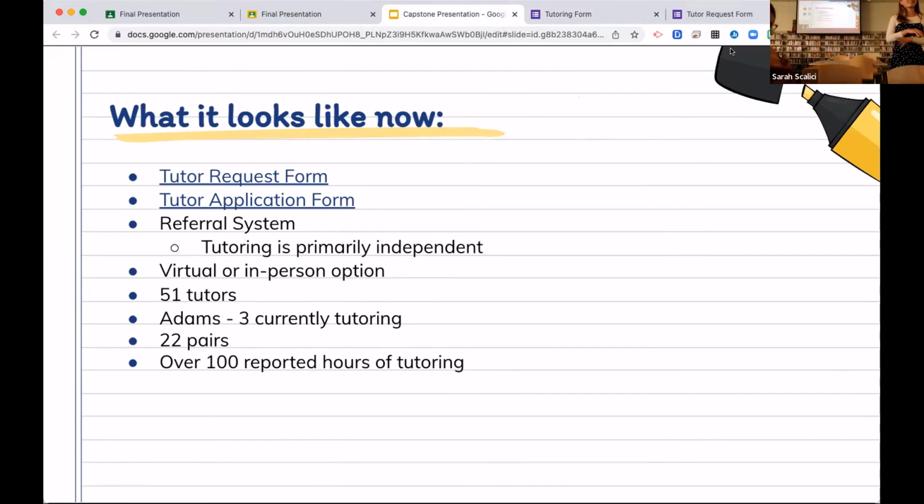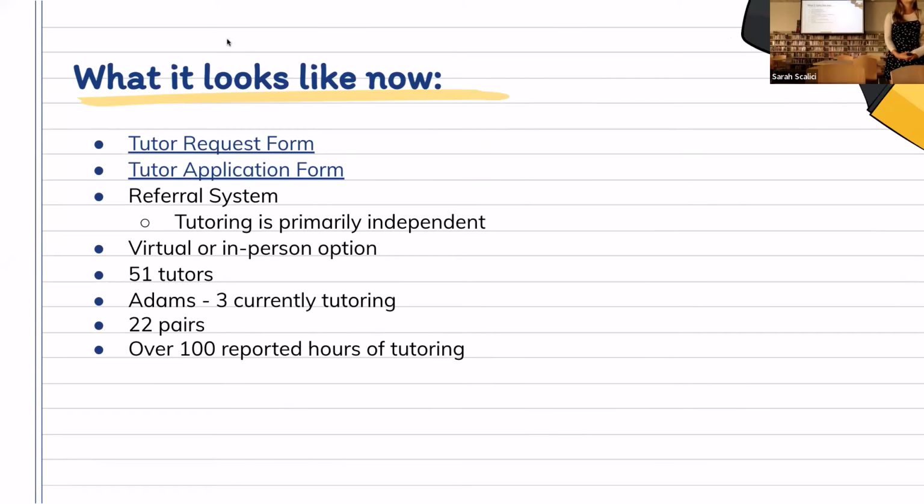So basically it's just a referral system. So the tutoring is still all independent, but the program just pairs them. Like I said, this year it could be virtual or in person. And we actually had a total of 51 tutors signed up by the end of the year, which is pretty impressive. Unfortunately, not everyone was able to be paired just because of different requests for academic support. But we ended up getting 22 pairs.